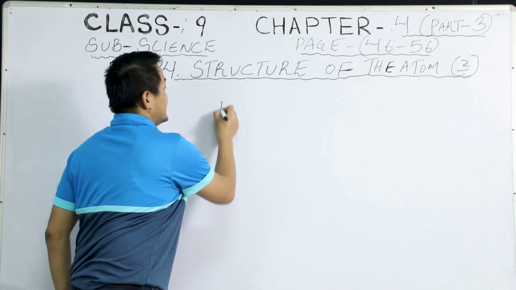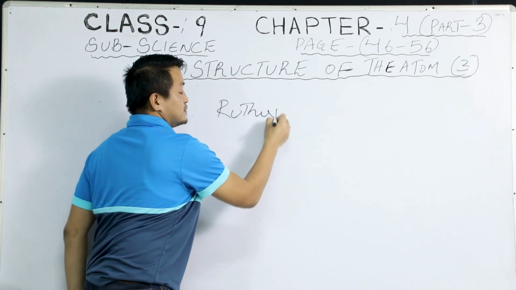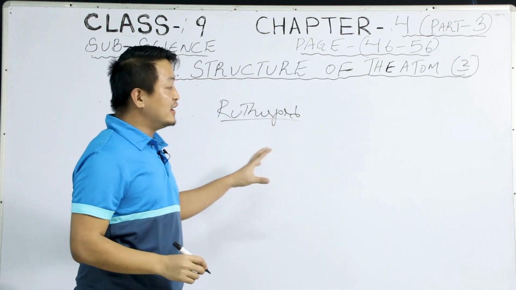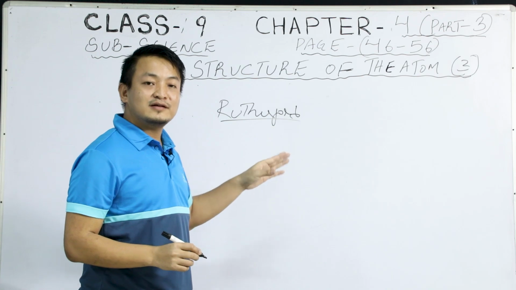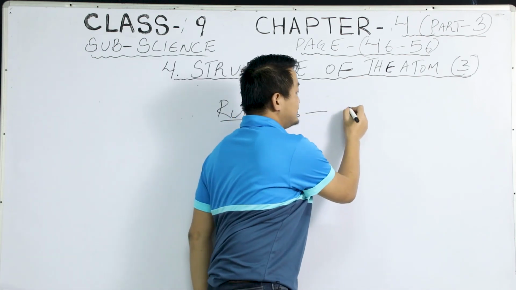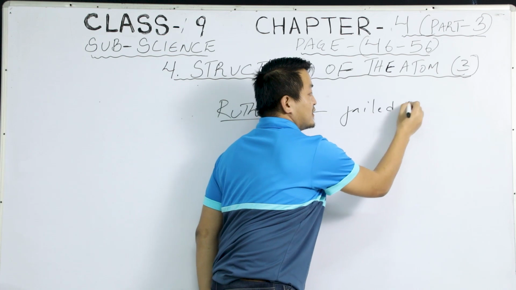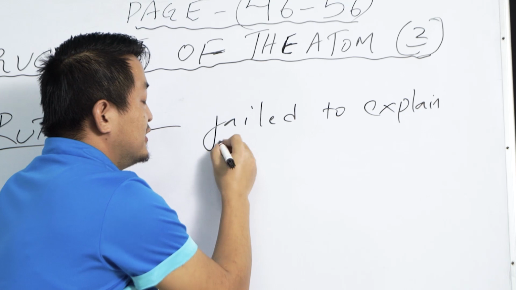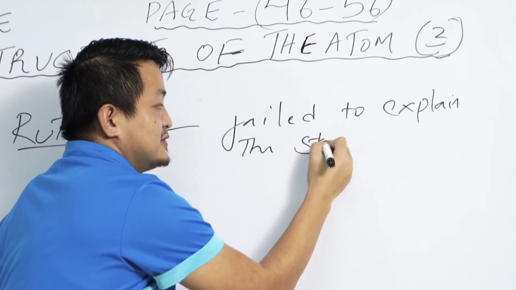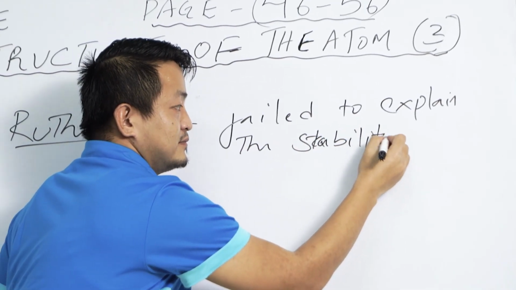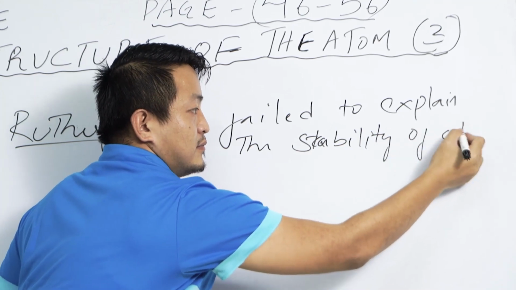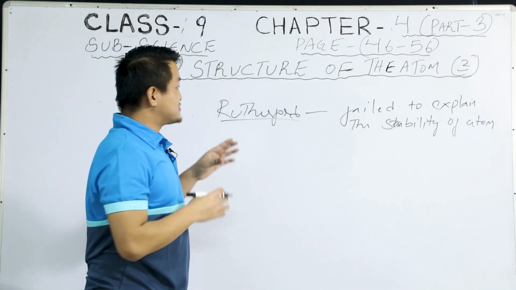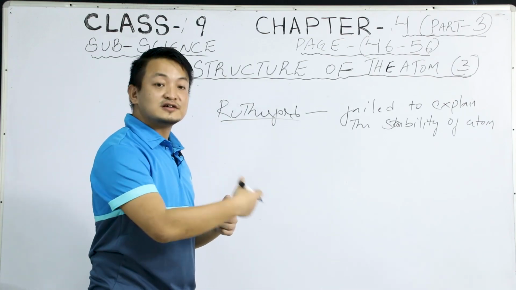Now, in the Rutherford model of an atom, he failed to explain the stability of the atom. Failed to explain the stability of the atom. Clear? So, like I said, the structure of the atom is all like a journey.